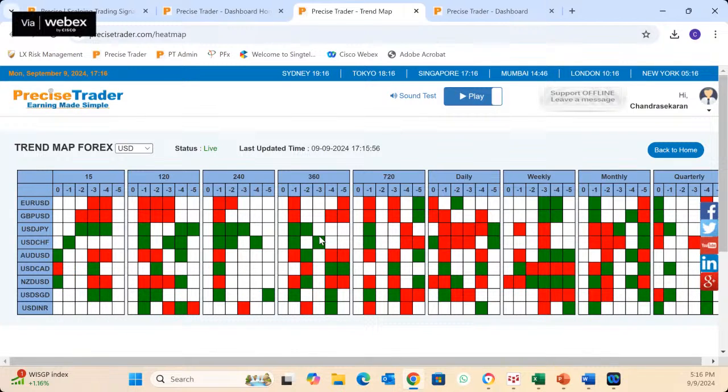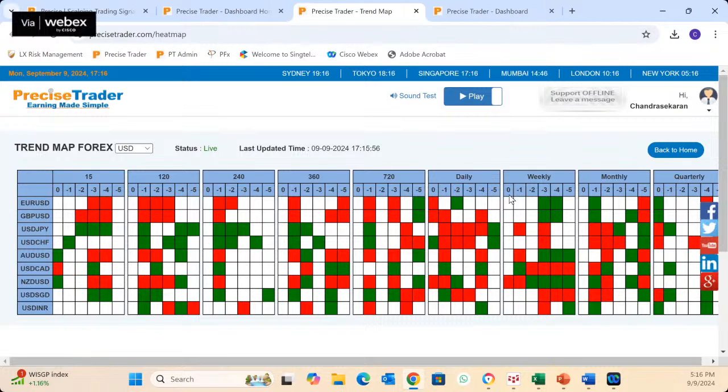The trend map, for those of you who are coming in for the first time, is a very simple, very powerful and effective tool. On the top, you see all the time belts. That means, as I told you just now, this is the 15-minute time belt, 120 time belt, 240, 360, 720, daily. White boxes mean flat, red means down, green means up, and these are the currencies. So it's a very easy and very straightforward tool to use.